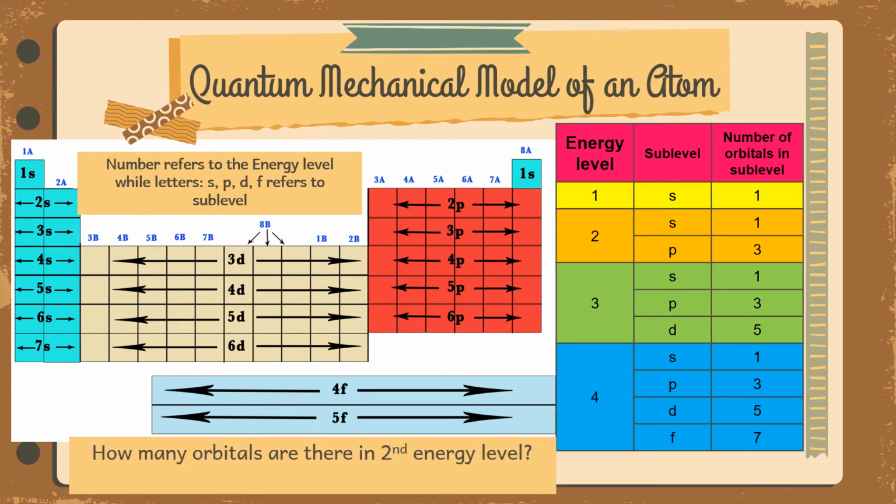Now, how many orbitals are there on the second energy level? Let's identify first where the second energy level is. The second energy level is found on the second period, wherein it consists of sublevel S and sublevel P. Sublevel S consists of 1 orbital, sublevel P consists of 3 orbitals. So to sum it all, we have 4 orbitals, 1 orbital for the S sublevel and 3 orbitals for the P sublevel, with a total of 4 orbitals found in the second energy level.